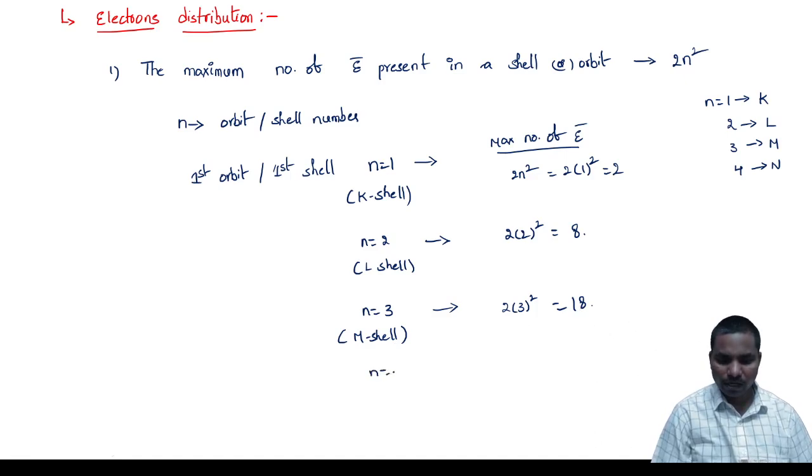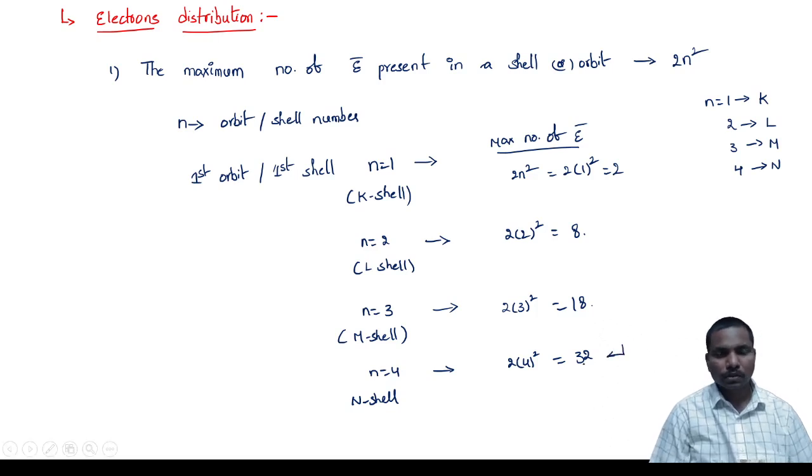In the same way, n is equal to 4, that is N shell. It is 2 into 4 square, 4 square means 16, into 2, 32. So the maximum number of electrons present is 32. This formula is very important. Note it down, don't forget. If n is equal to 1, it is the K shell; n is equal to 2, L shell; n is equal to 3, M shell; n is equal to 4, N shell.